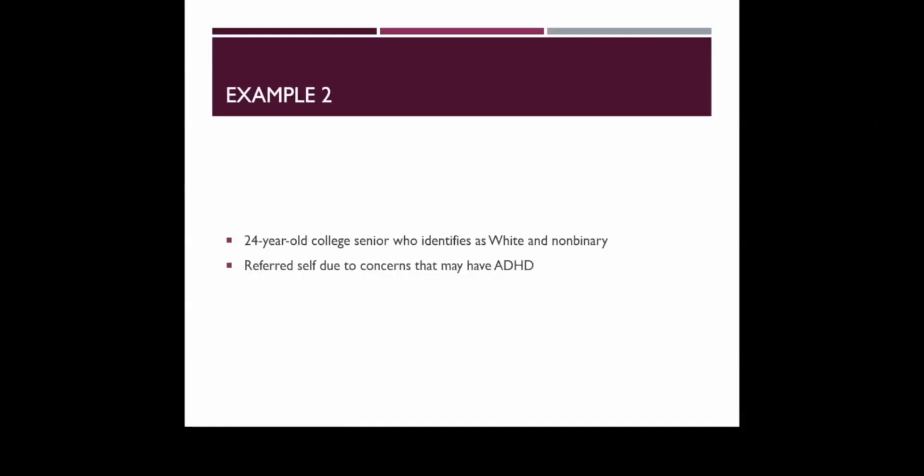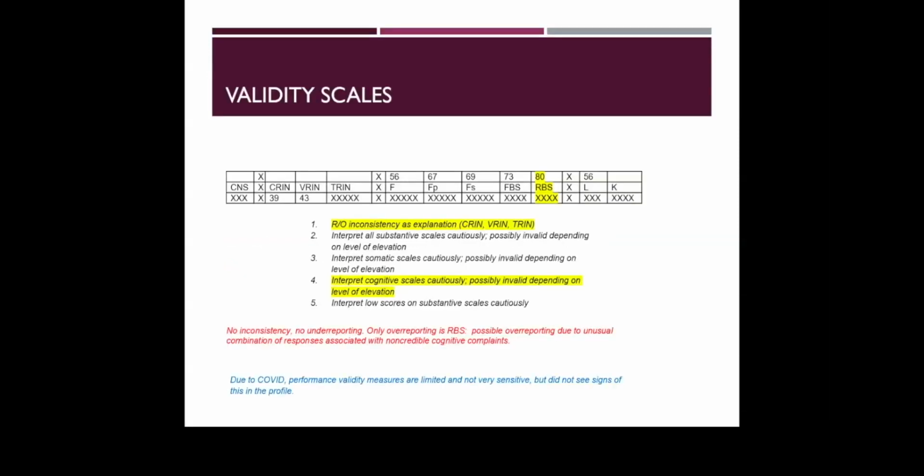All right, case two in our remaining 10 minutes or so. A 24-year-old college senior, identified as white and non-binary, referred themselves due to concerns that they may have ADHD. Again, we'll get straight into the scales and I don't have to explain them this time. What we did see on the validity scales, we don't see evidence of inconsistency. We do see this RBS elevation again.